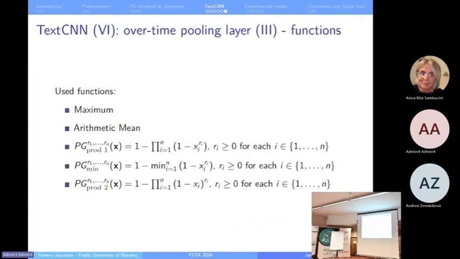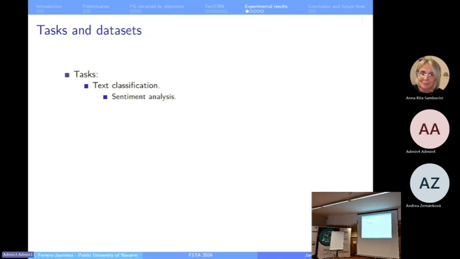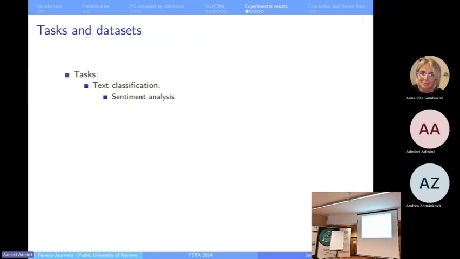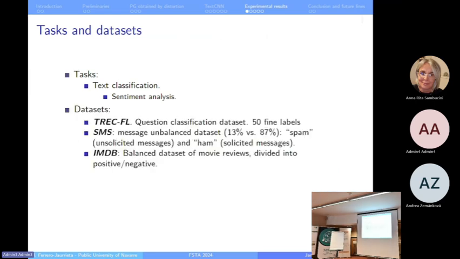We are going to optimize them. The used functions are the maximum and the arithmetic mean, and also the following ones, two of which we have presented in the examples. And each positive exponent we are going to learn with the gradient descent method inside the convolutional neural network. These functions are going to be applied in text classification, concretely sentiment analysis problems, and concretely in 3 datasets. The first one is related to question classification into 50 classes.